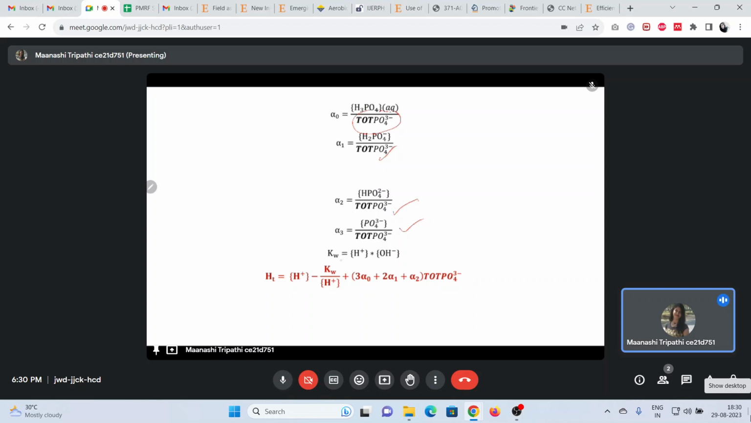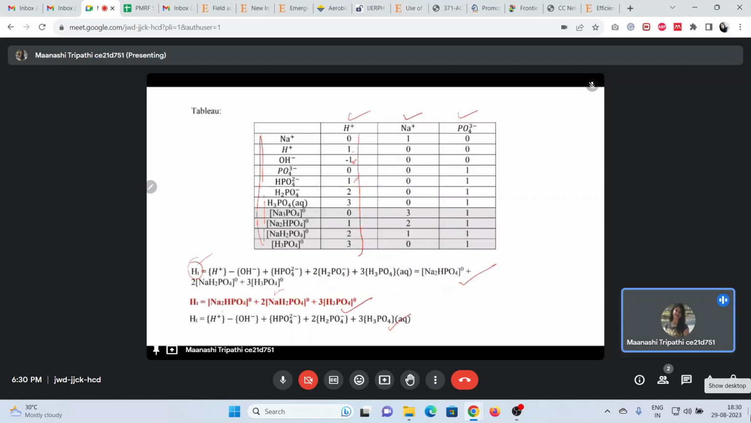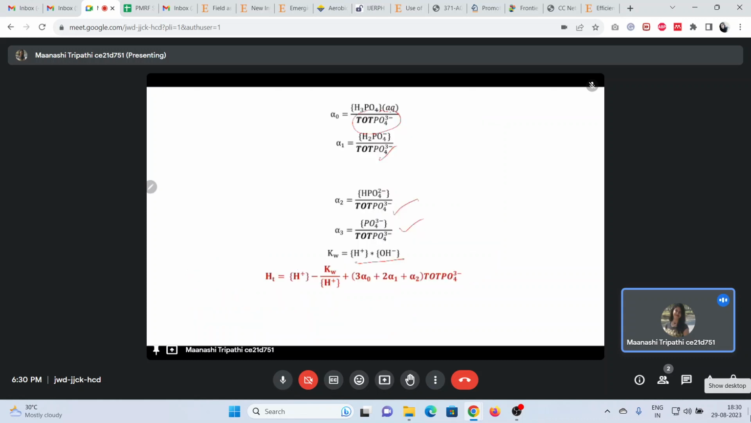Kw is equal to the deionization constant of water, which is H plus and OH negative multiplied together. So that is what? 10 raised to power minus 14, right? Just putting all these values in this equation, we will get to this equation. So these are the two answers for your question.